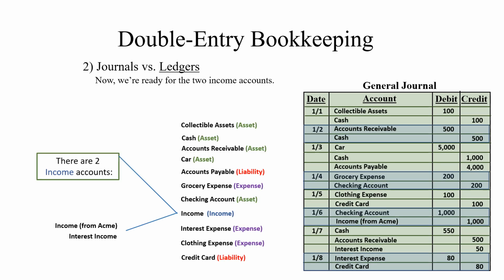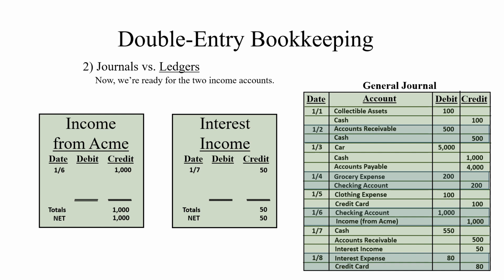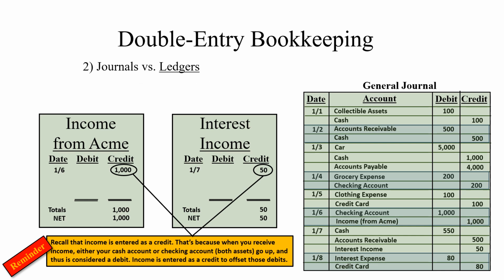Now we're ready for the two income accounts. Again, make sure you understand where those numbers come from. Recall that income is entered as a credit. That's because when you receive income, either your cash account or your checking account, both assets, go up. And when an asset goes up, that's a debit. Income is entered as a credit to offset those debits.